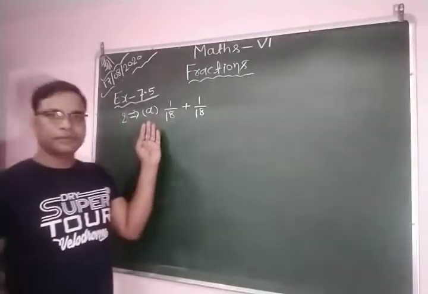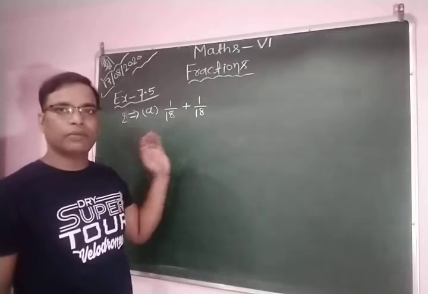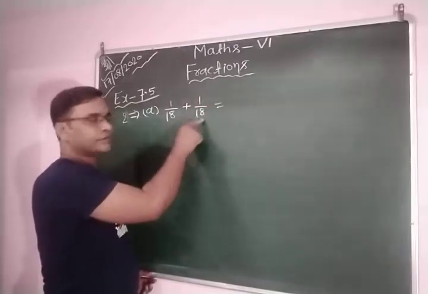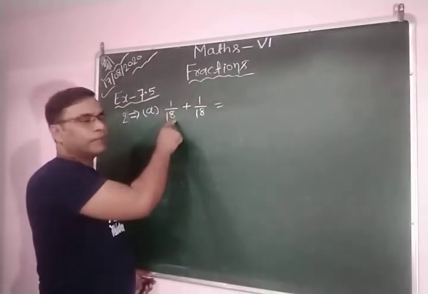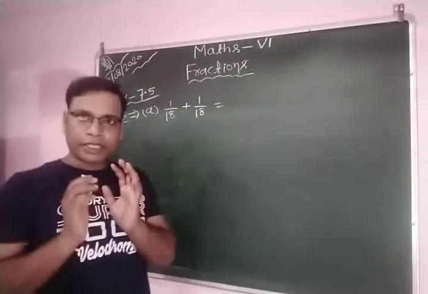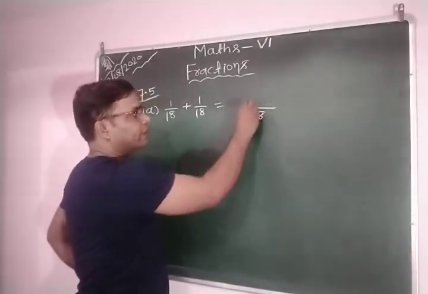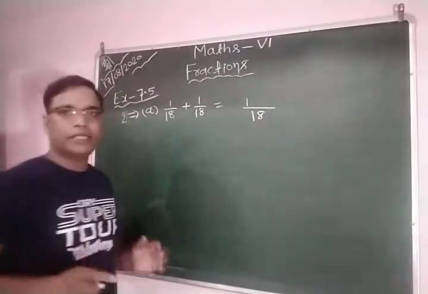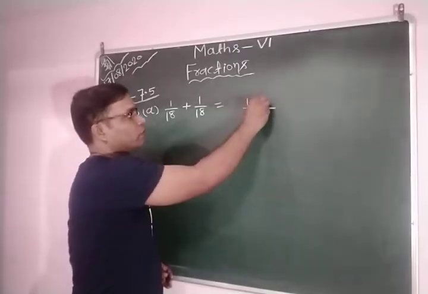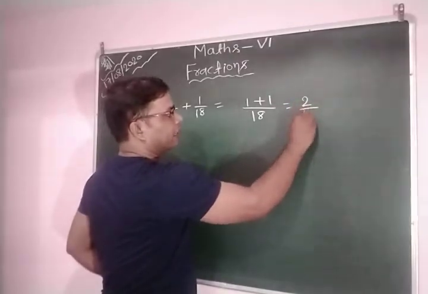Okay, so this is part A of question number 2: 1 by 18 plus 1 by 18. This is equal to, here you can see, numerators by denominators. When the denominators are the same, then you can write 18. After this, we write 1 plus 1. This is equal to 2 by 18.